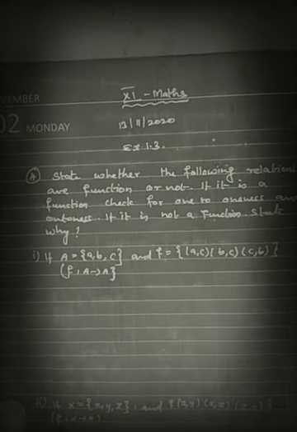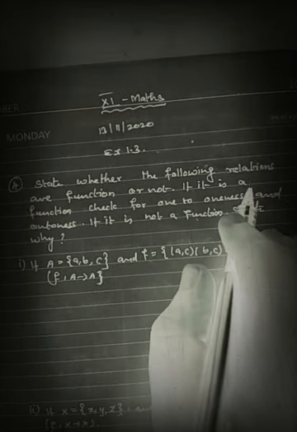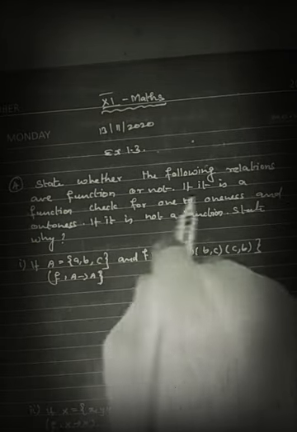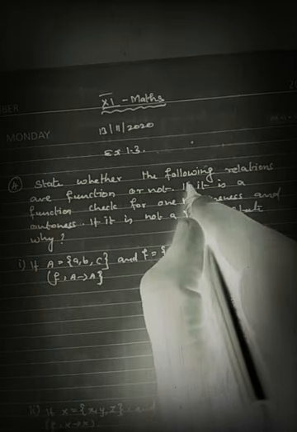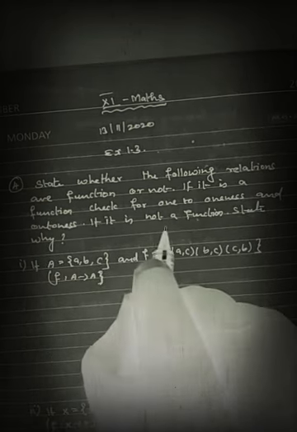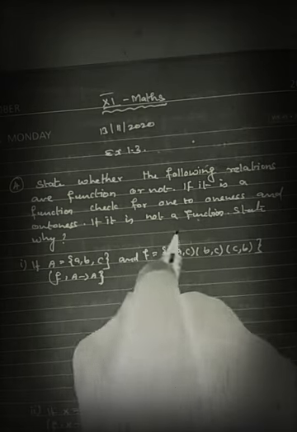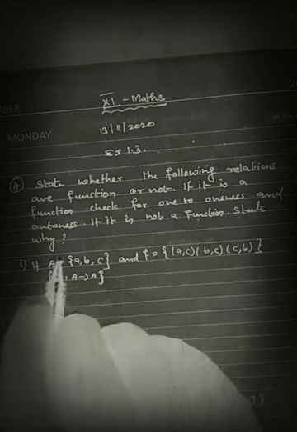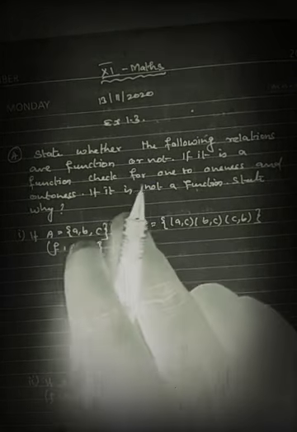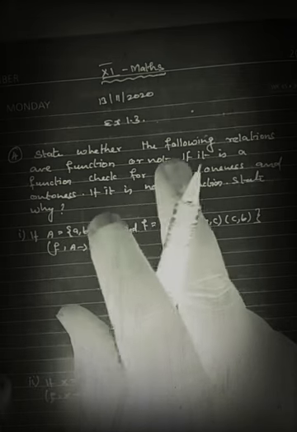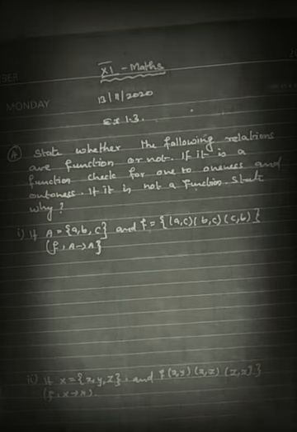So now the 4th question, what they are saying: state whether the following relations are functions or not. If it is a function, check for one-to-oneness and onto-ness. If it is not a function, state why. If it is a function, we need to check for one-to-one and onto. If it is not a function, we need to say why it is not a function.